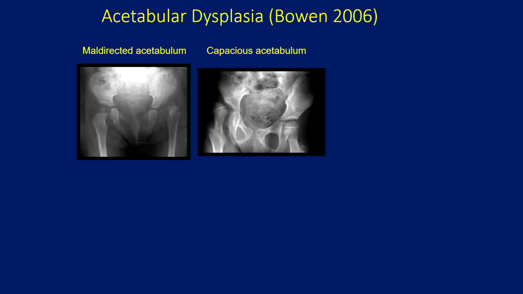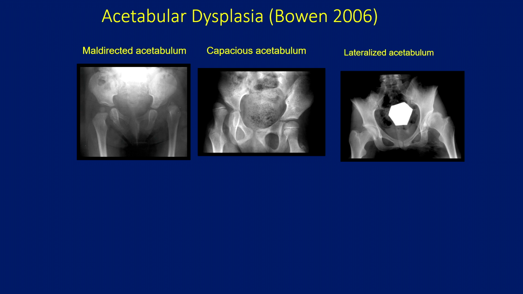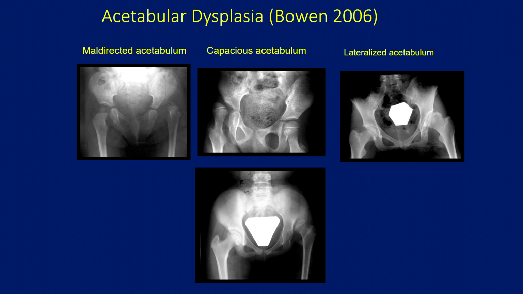Or it could be a lateralized acetabulum. We can see here there is a very severe acetabular dysplasia. It's a very shallow acetabulum. The head is uncovered, and that's a common thing that we see in adolescents or idiopathic dysplasia. We can also see a false acetabulum in cases of neglected DDH. So there is a whole spectrum of acetabular dysplasia.